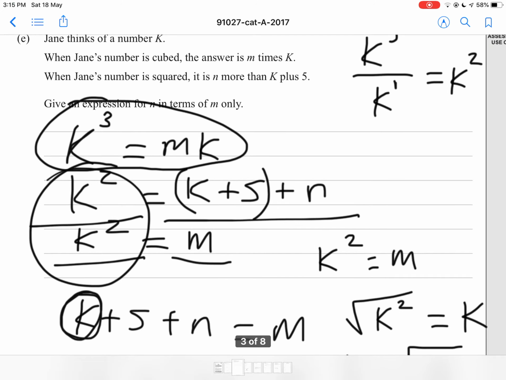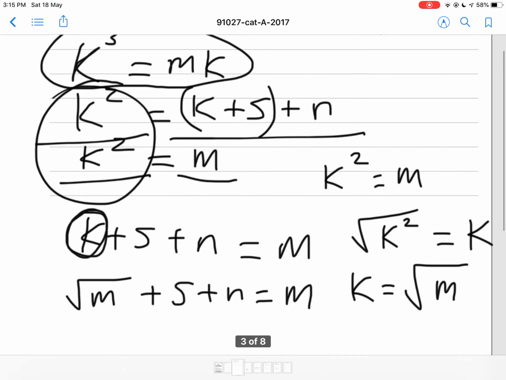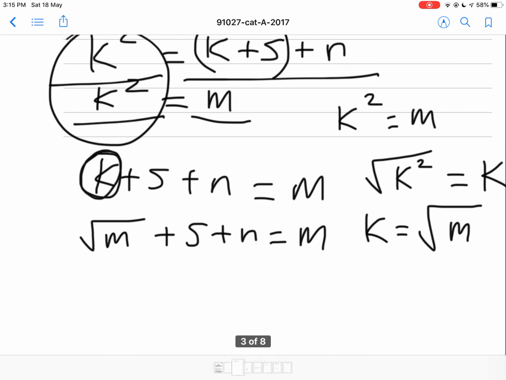Now the question asks you to find an expression for n in terms of m. In other words, we're trying to make n the subject of the formula. So we're trying to say how many m's is equal to n. For example, m plus 5 would be equal to n, or 2m plus 3 is equal to n. The subject is n, and then we're going to express it in terms of m only.